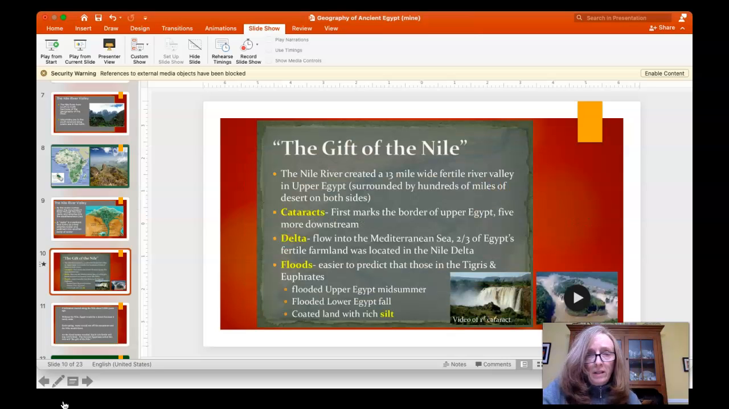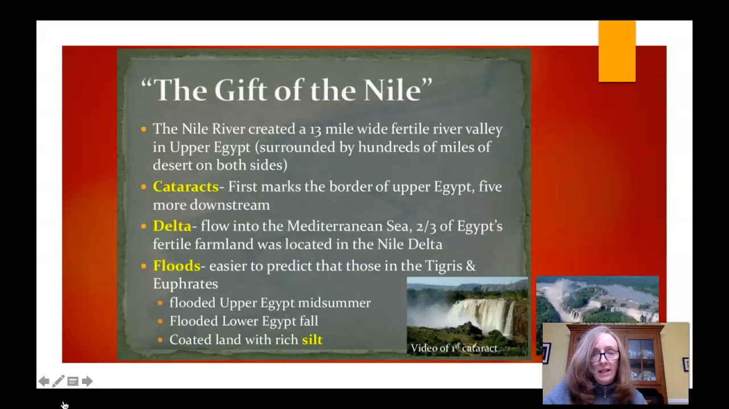Okay. So one of the things that we need to take a look at is how that flooding happens. The flooding in Egypt along the Nile River is much more predictable than the flooding along the Tigris and Euphrates River. The floods occur in midsummer in Upper Egypt, or the southern part of Egypt. The flooding then continues and goes north so that it's flooding in Lower Egypt or Northern Egypt in the fall. And all along the way, it's bringing that rich silt that makes the fertile soil.